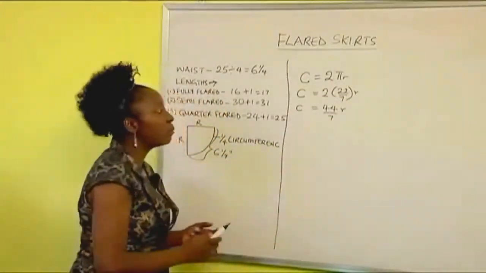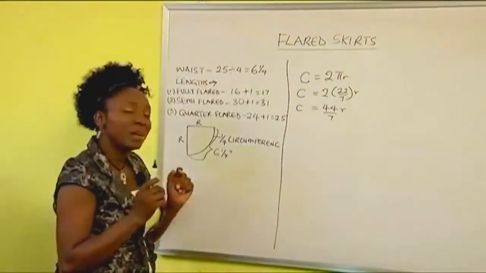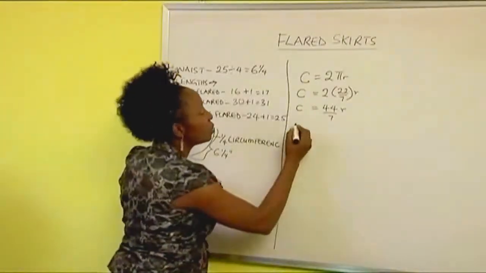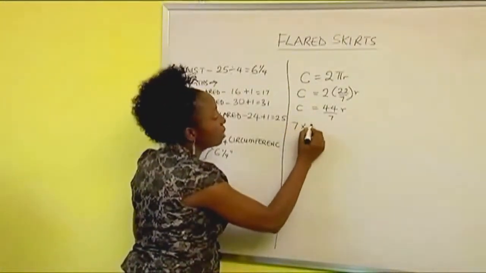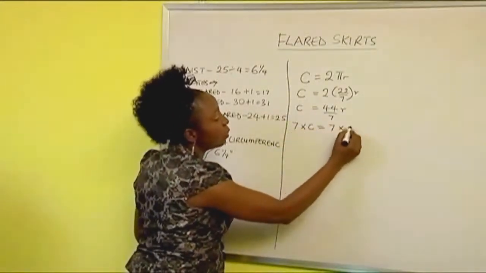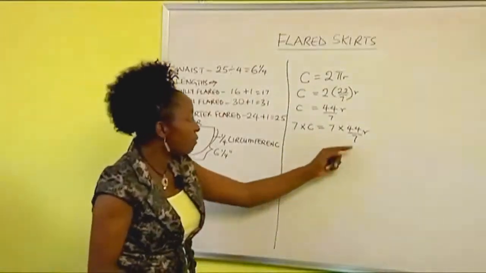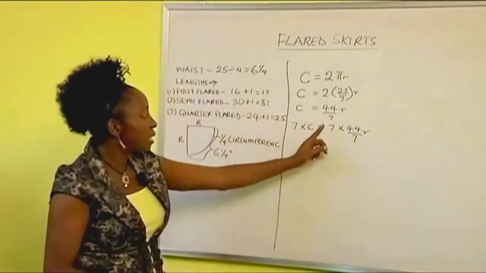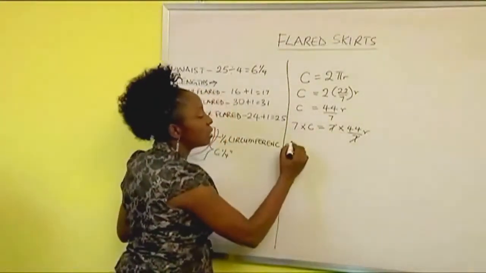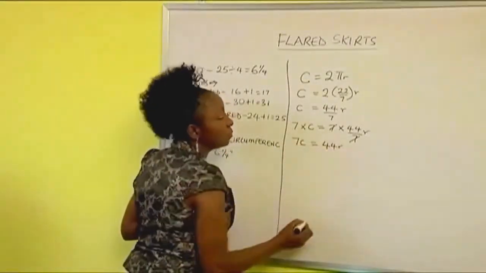Now, after I've done this, I'm going to multiply both sides by 7, because I'm trying to see how I'm going to make r the subject of the formula. So I multiply C by 7, and that will give me 7 times 44/7 r. In mathematics, once you have this, you know 7 will cross 7 out, so you cross those out. When you cross that out, what you're left with is 7C equals 44r.